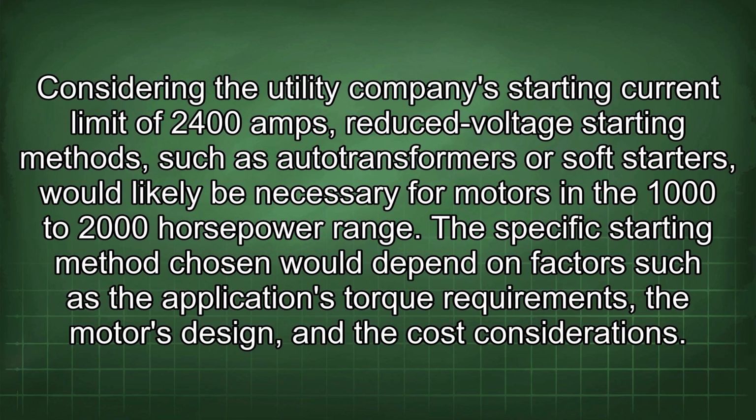Considering the utility company's starting current limit of 2400 amps, reduced voltage starting methods such as autotransformers or soft starters would likely be necessary for motors in the 1000 to 2000 horsepower range.